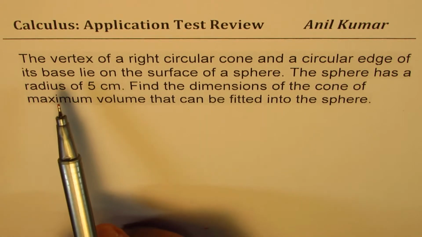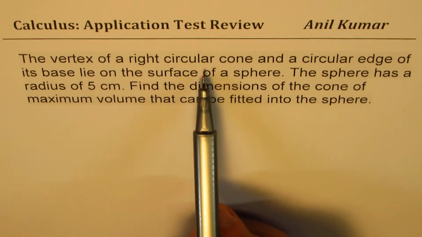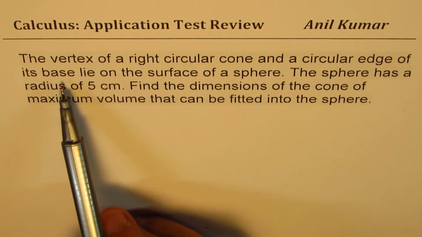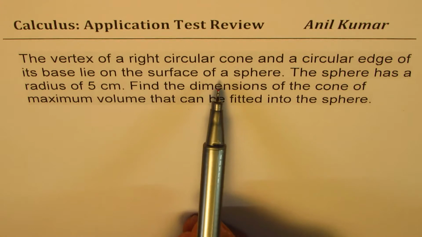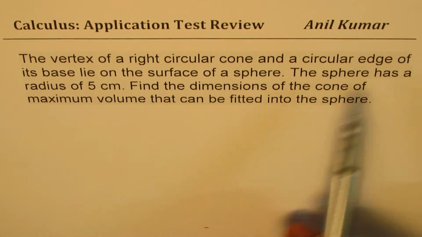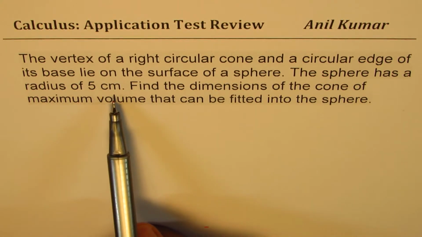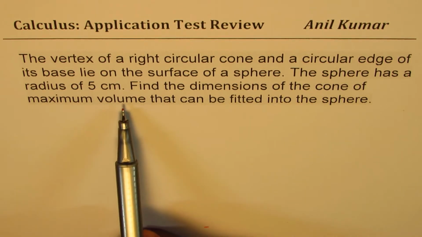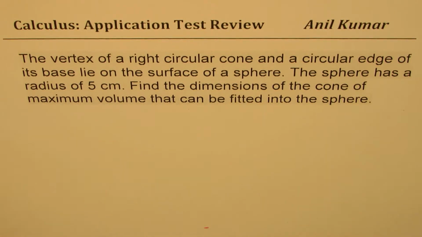The question here is: the vertex of a right circular cone and a circular edge of its base lie on the surface of a sphere. The sphere has a radius of 5 centimeters. Find the dimensions of the cone of maximum volume that can be fitted into the sphere. You can always pause the video, answer the question, and then look into my suggestions.